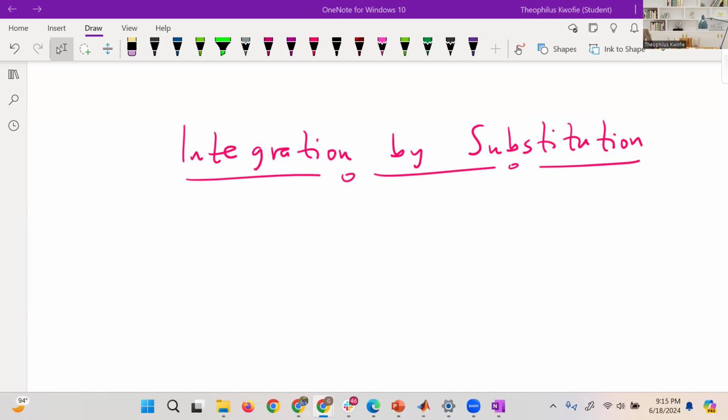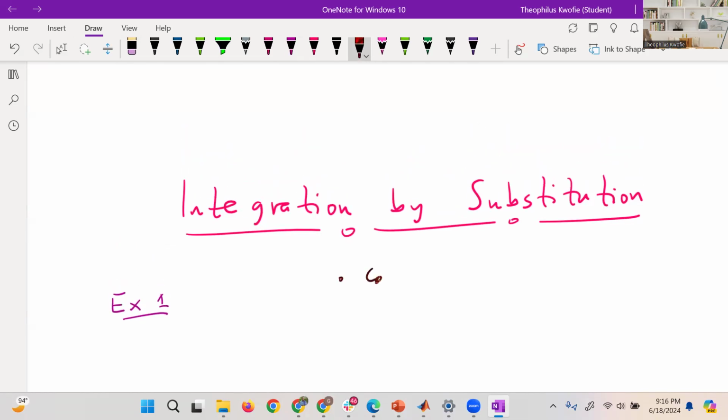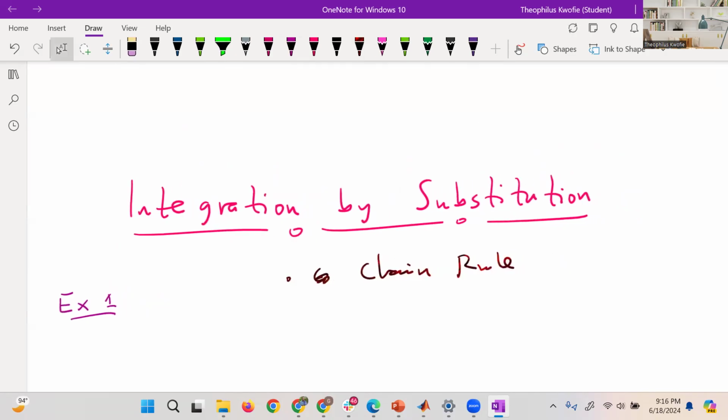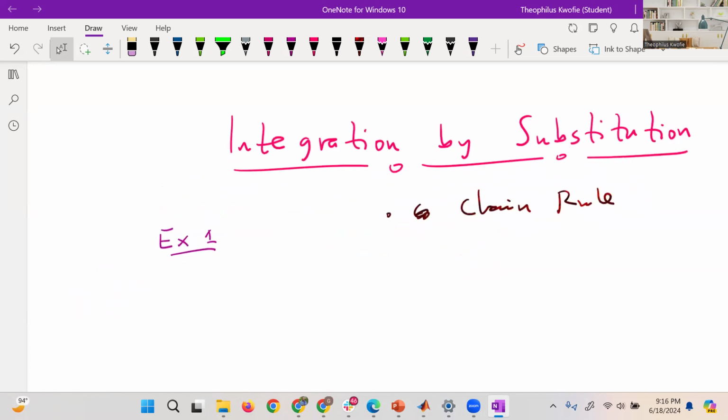So let me bring out one example, then we can go from there. Example one. As I mentioned, with integration by substitution, we use the concept of the chain rule. The chain rule we applied in differentiation, what do we do? We reverse the process. So let's take note of that.